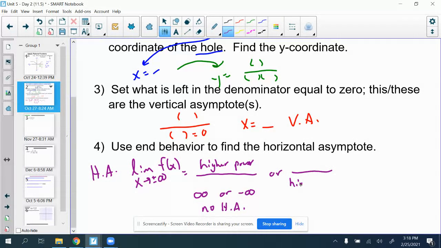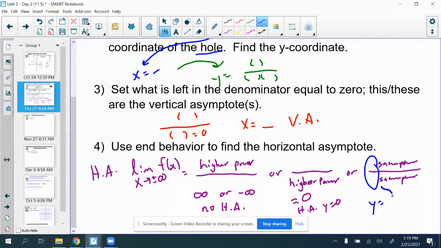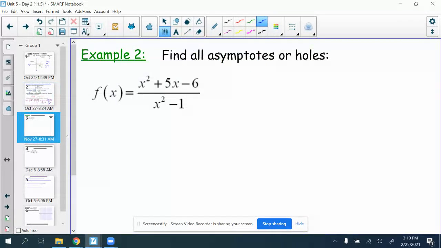Secondly, if the higher power is on the bottom, we call this bottom heavy, and this will always equal 0. Your horizontal asymptote will be y equals 0, which is the x-axis. Finally, if we have the same power on the top and the bottom, you can take the ratio of the coefficients, whatever's in front of the same highest power on the top and bottom, to give me my horizontal asymptote. So let's dive in.